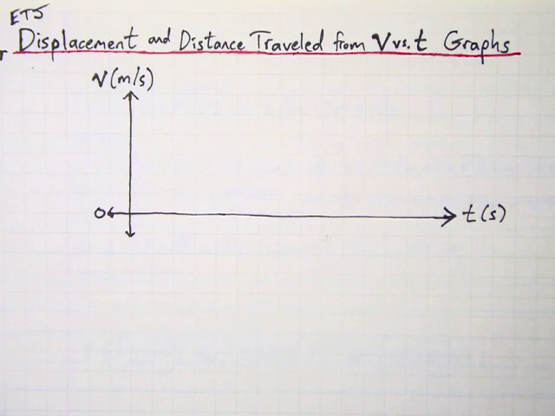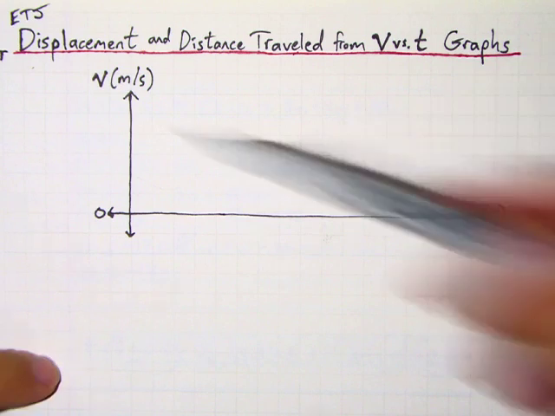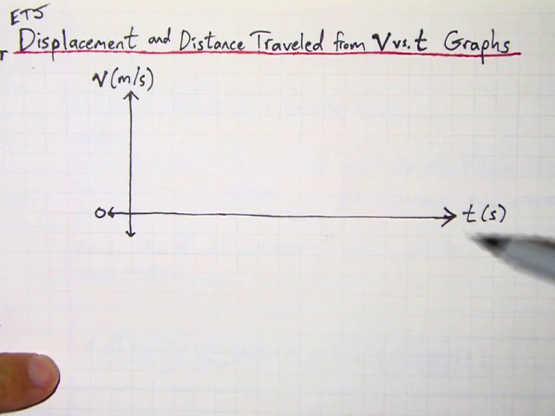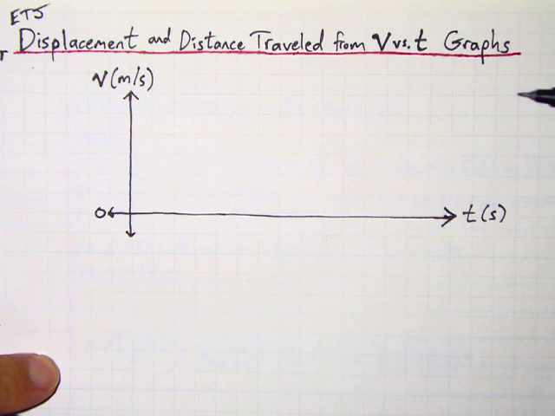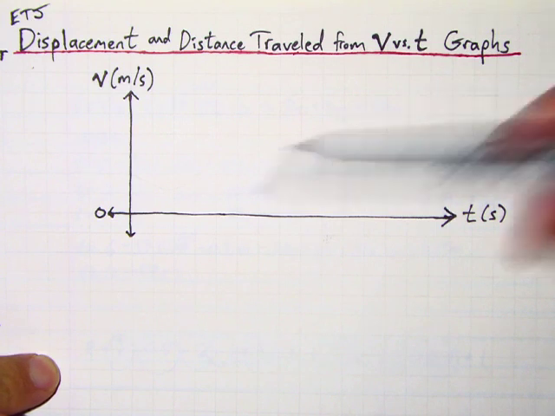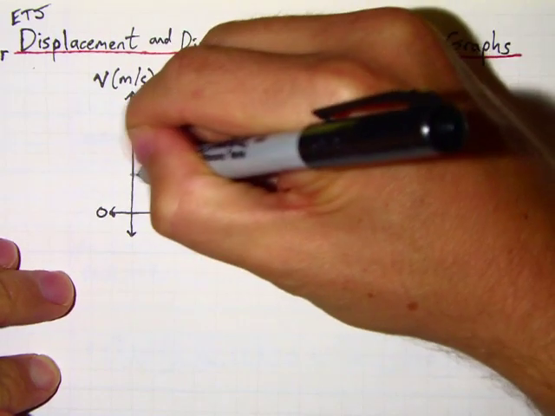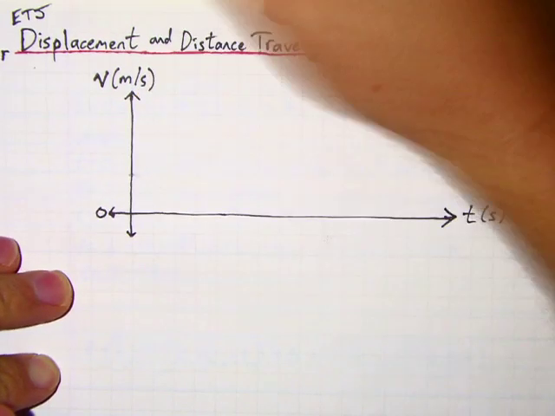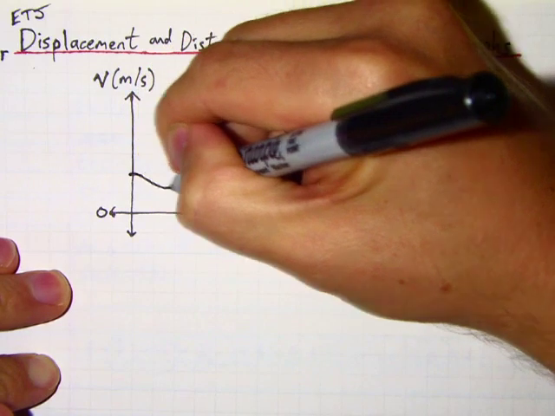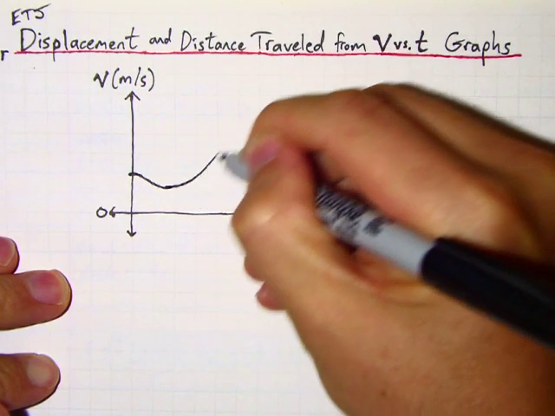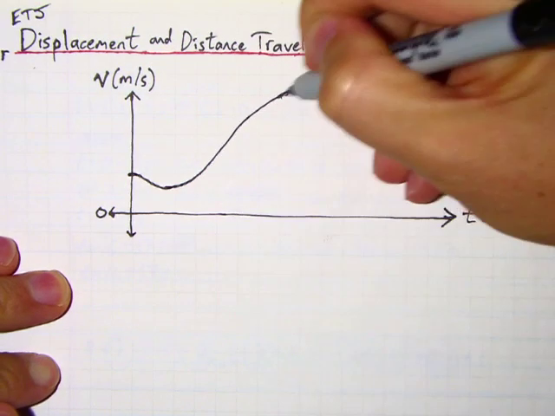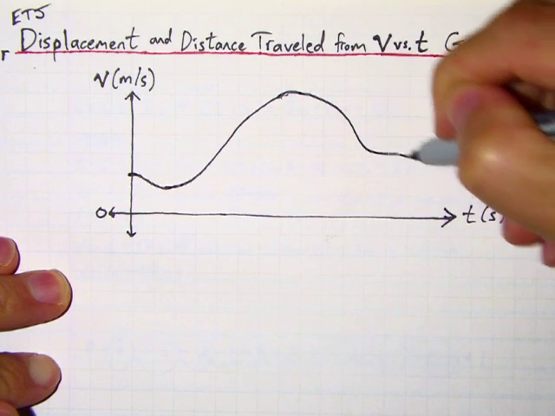We can get information about the position of an object and its location from a velocity versus time graph without going to the trouble of fully reconstructing its position versus time graph. The conclusions I'm going to draw here are very general, so let's start with just an arbitrary velocity versus time curve. So let's just make some curve. Shape doesn't matter too much.